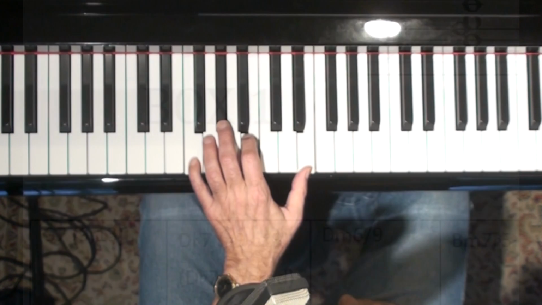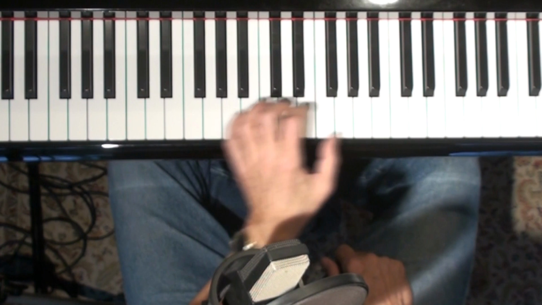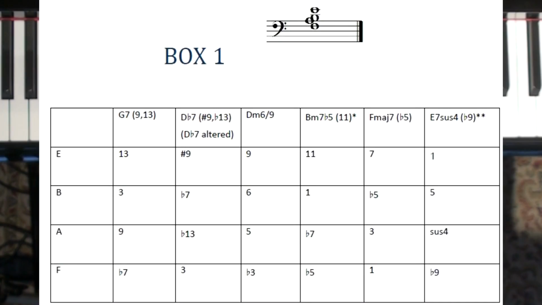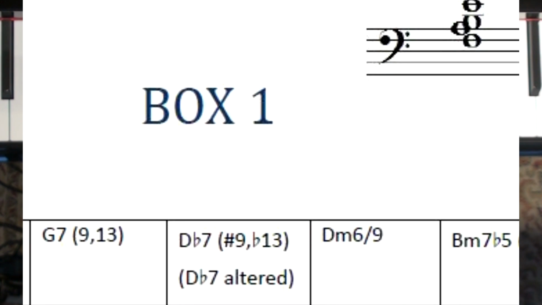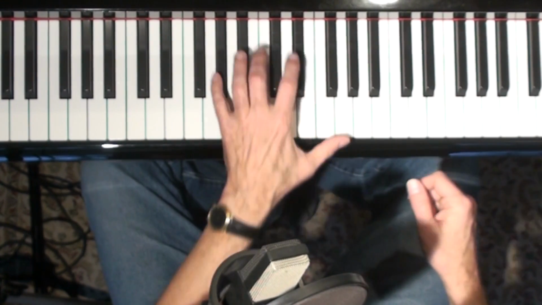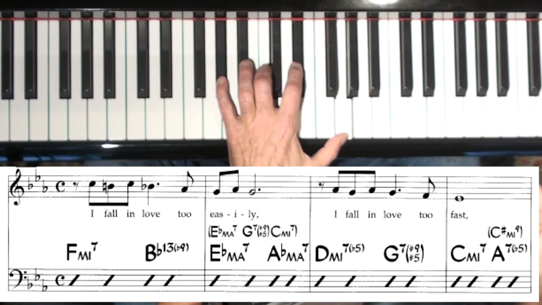There's box 3. These chords are useful because, for instance, this one, box 1, or this one, box 2, you can use this chord like 6 different ways. It can be G7, it can be D flat altered, it can be D minor 6/9, it can be a B minor 7 flat 5, it can be a lot of different things. So anyway, here we go, box voicings, mostly on dominant chords or minor 7 flat 5 chords.